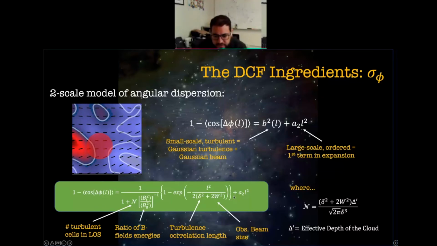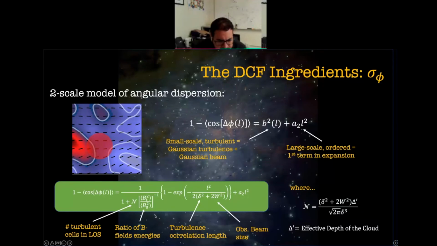And what exactly this expression is telling us, especially in the first term, is that the observed dispersion in the form of this function that we constructed has a contribution in the small scale that has to take into account the fact that the turbulence is Gaussian, which will be this term here, but also that the polarization observation is integrated over the beam size, or the observation beam size.